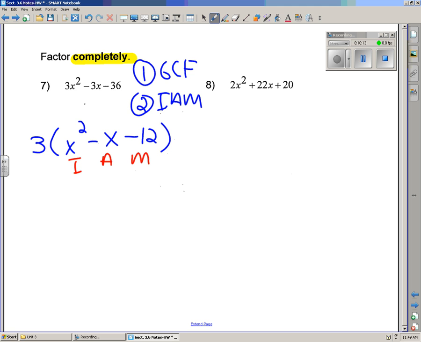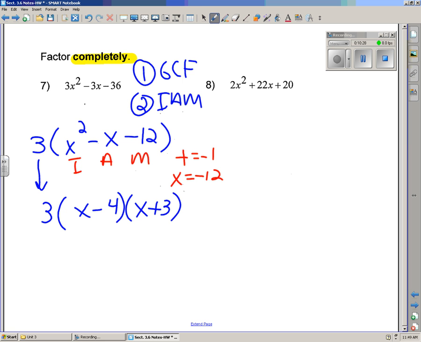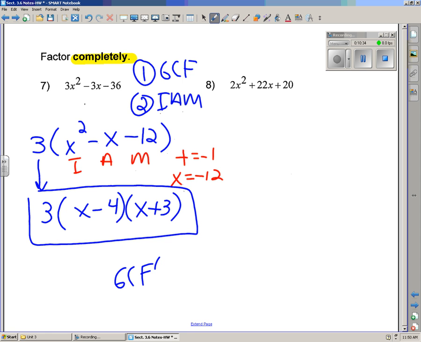Remember, you're looking for two numbers that add to negative 1 and multiply to negative 12. So what happens is when you I AM in there, you're going to get x minus 4, x plus 3, but you cannot leave off the GCF from the very beginning. So answers for factor completely are going to be GCFs outside a poly in here. Really, it's a binomial, but a poly and a poly. So that's how your answer is going to look.